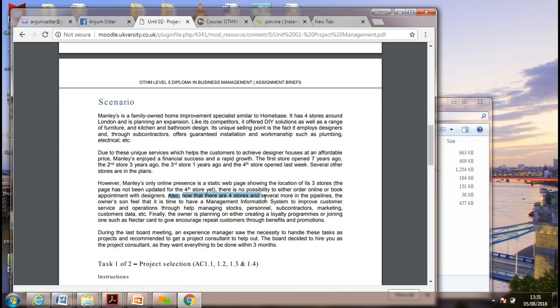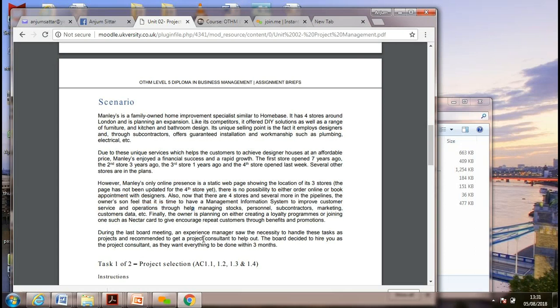No more stores and several pipelines. So the owner's son feels that it is time to improve the management information system. So maybe we can look around at different information systems. Maybe we can recommend PRINCE2. And finally, the owner is planning on creating a loyalty scheme. So the loyalty scheme will help to make the customers loyal. So these are the key points.